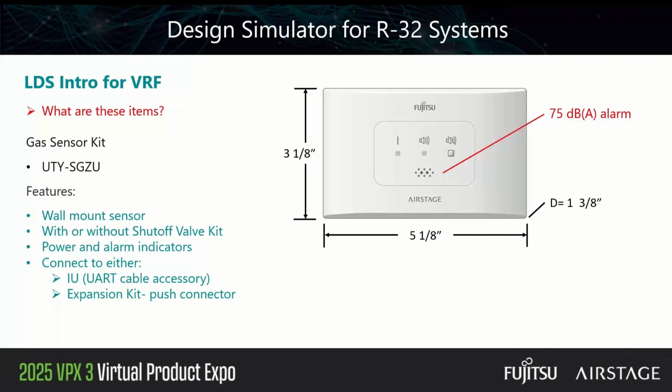So it's a wall mount sensor. It can be used with or without a shutoff valve kit. It's got power and alarm indicators. It can connect directly to the indoor unit when we have what we call a whole shutoff option by using a UART cable accessory, or partial shutoff. If we're using an expansion kit, it wires directly to the expansion kit.